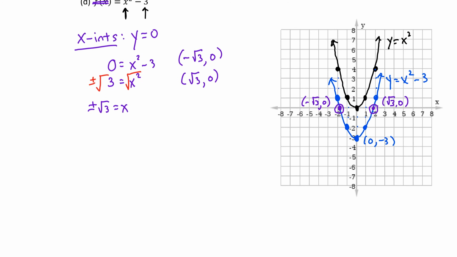To finish, our domain here is negative infinity to infinity. And the range goes from our lowest y value, -3, to the highest, which is infinity. So this is our new approach to graphing parabolas.